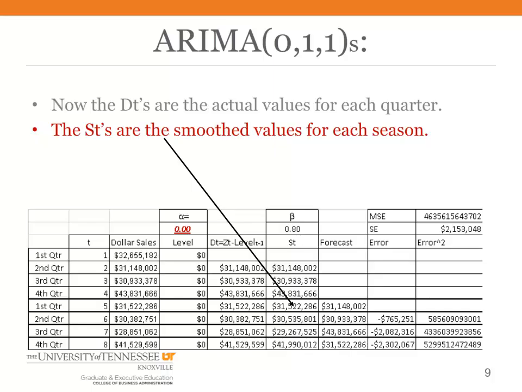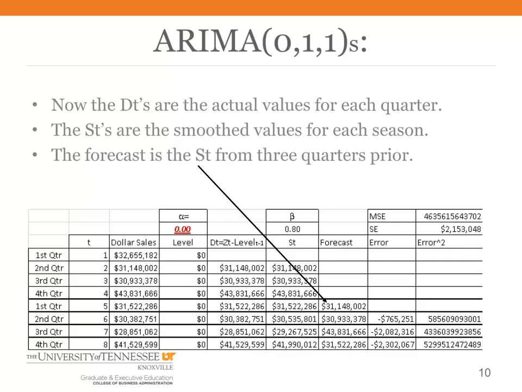If you look at, say, the very bottom row there, the fourth quarter, that S sub t of 4199.0012 is an exponentially smooth value of the fourth quarter of this year and the fourth quarter of the previous year.